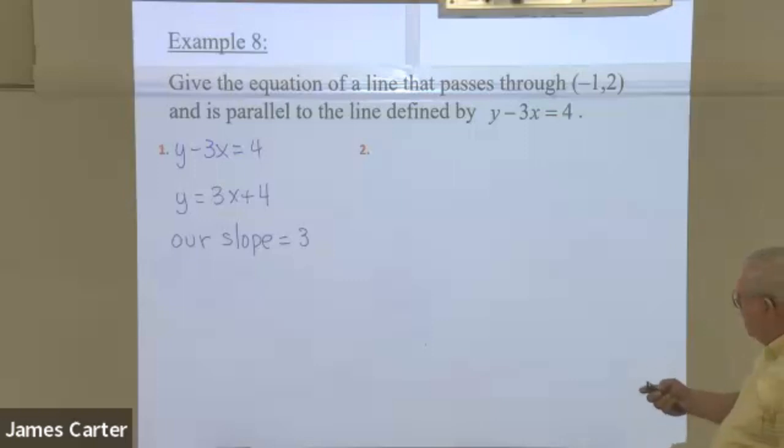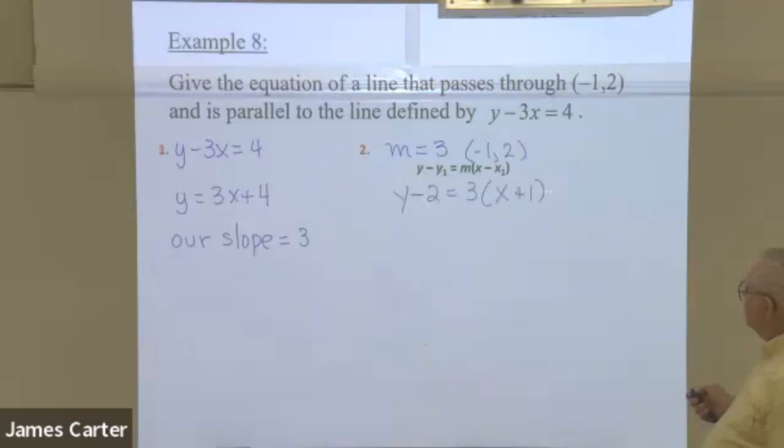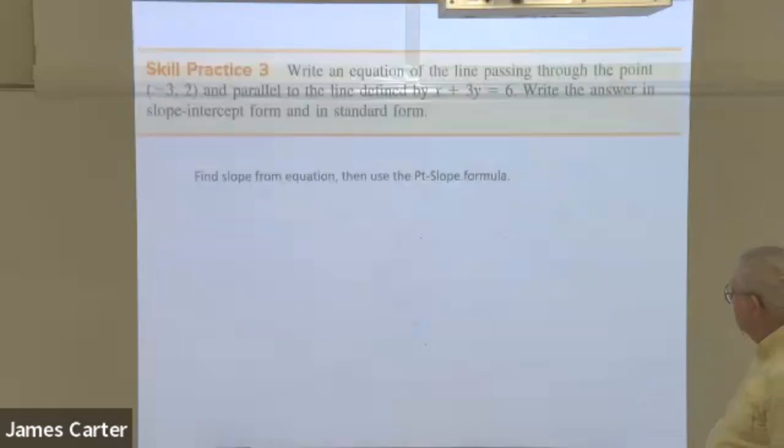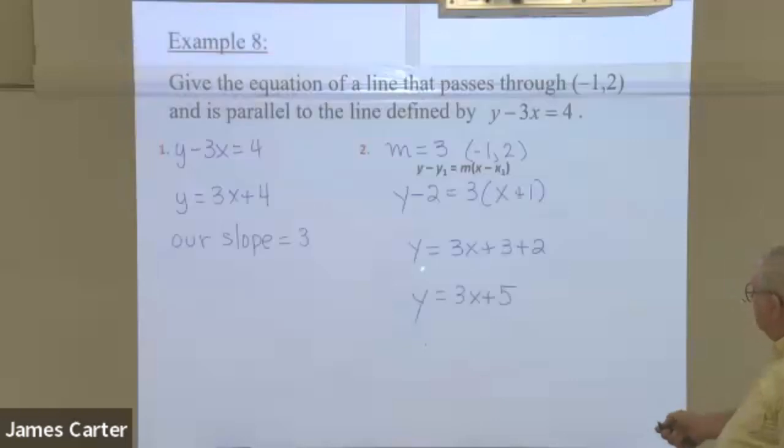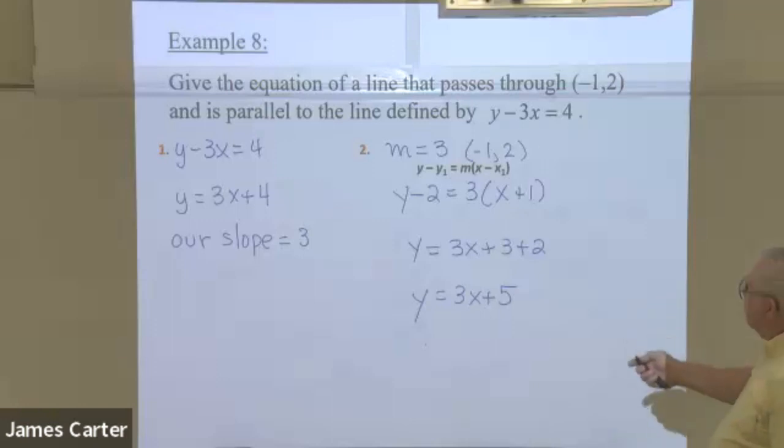Well, here's our data, our slope and our point. So we can use the point slope formula. We do our substitutions. We're going to distribute here, and we're going to take this -2 over to the other side and ultimately combine those two. Whoops, too fast. This equation is parallel to that equation, and this one also goes through that point.